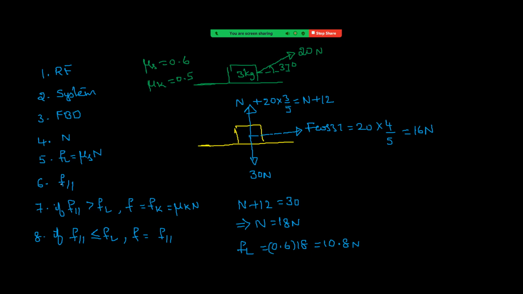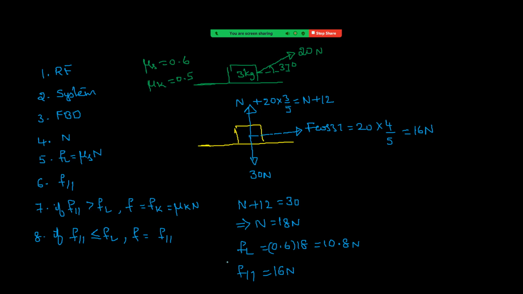Then see what is the next step. We have to calculate what is the net force parallel to contact surface. In this parallel to contact, the only force is now F cos 37. That is now 16. F cos 37, that is 16. That is the only force, okay, apart from friction.